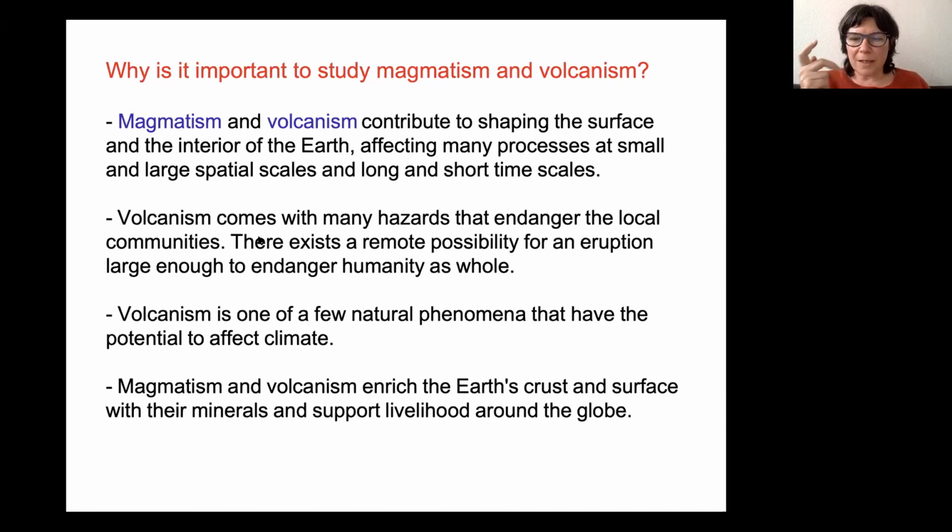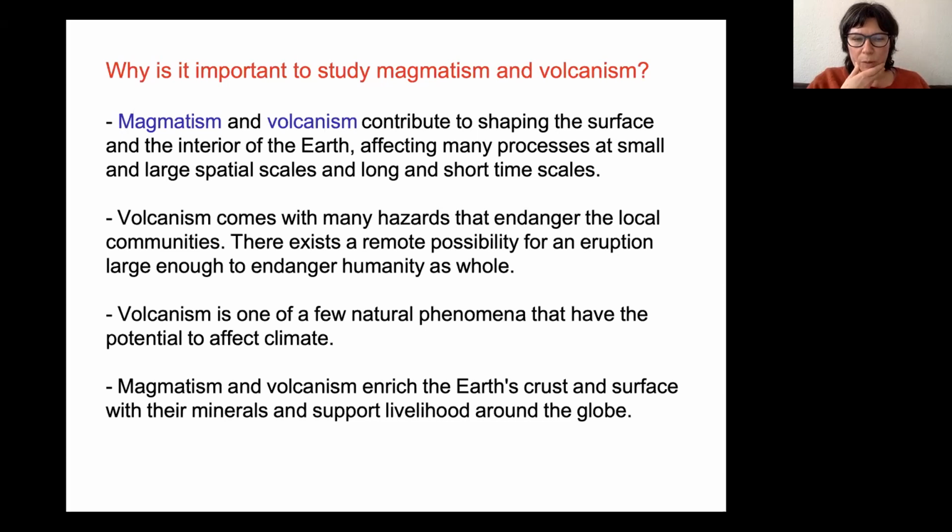There exists a very remote possibility, but there exists even a possibility for an eruption large enough to endanger humanity as a whole. So this is minor, and we will not focus on the super big eruptions. We will talk a little bit about them, but mostly there are other hazards like lava flows and pyroclastic flows. We will see some footage from this hazard, so you know what I'm talking about.